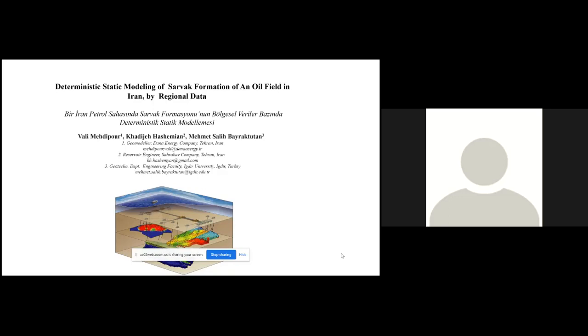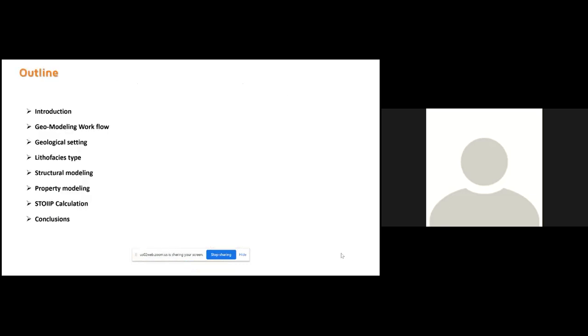reservoir property distribution. This paper has been prepared by me and Mrs. Hashemian and also Dr. Muhammad Saleh from Turkey. It includes introduction, geomodeling workflow, geological setting, lithofacies types, structural modeling, property modeling, STOIIP calculation, and at the end of this presentation, we have some conclusions.